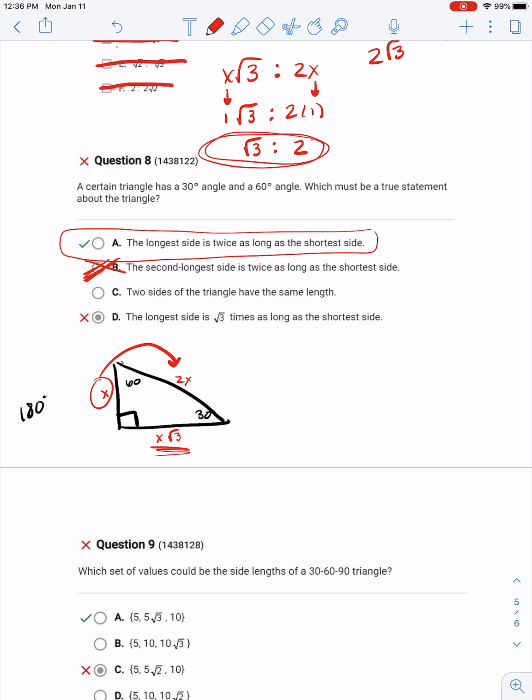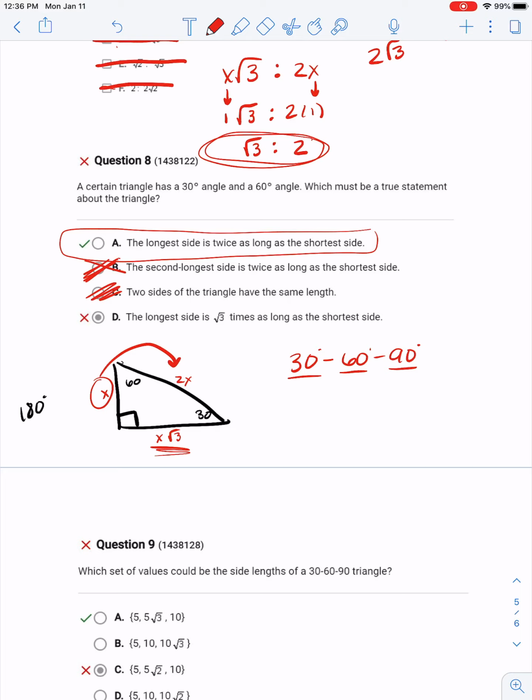Two sides of the triangle have the same length. No, we know that's not true, because my angles are 30, 60, and 90 degrees. If two sides are the same, two angles have to be the same. So since my angles are all different, my sides have to all be different.